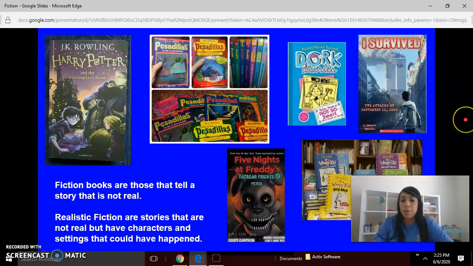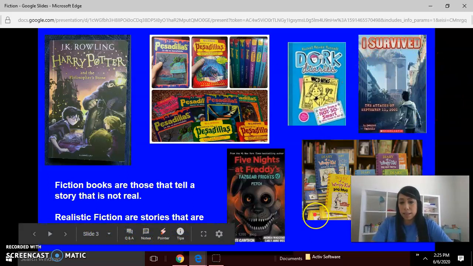I Survived is another perfect example of realistic fiction because even though the book itself is not real, the actual events are not real, the character is real A, the event is real B, so it could have happened, but it didn't happen. So it's realistic fiction because it's fiction that could have been real. It lastly applies for the Diary of a Wimpy Kid.